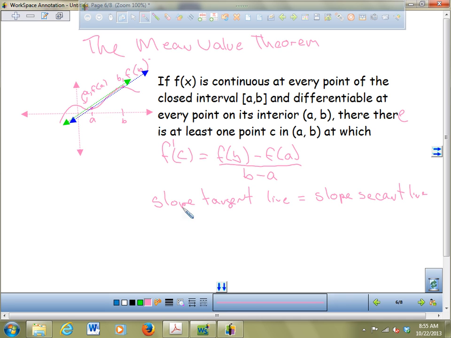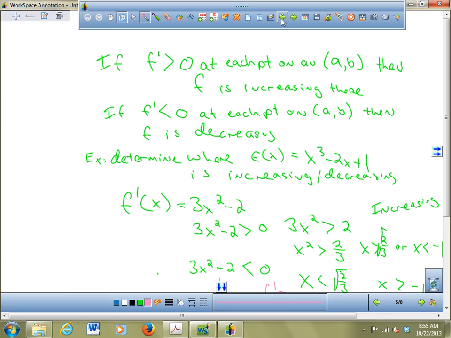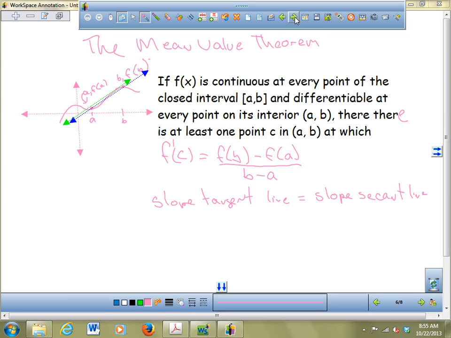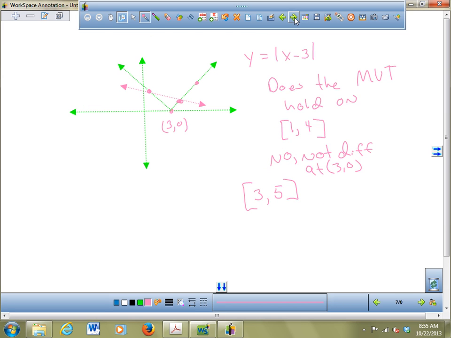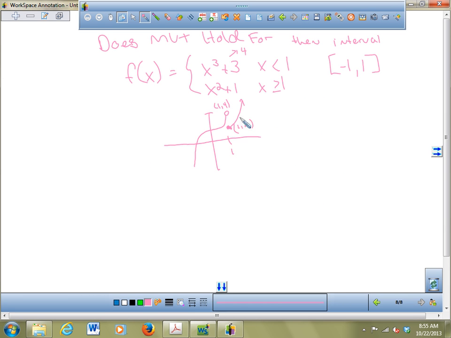Therefore, the mean value theorem doesn't hold. Therefore, there is no guarantee that the slope of the tangent line is equal to the slope of the secant line. Even though there might be a place where the slope of the tangent line is equal to the slope of the secant line, there's no guarantee by the mean value theorem. Okay, so that's kind of what it said. So now we'll do one where it does apply.